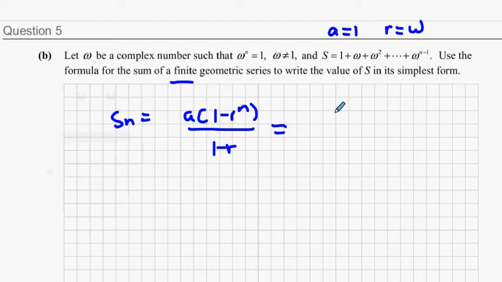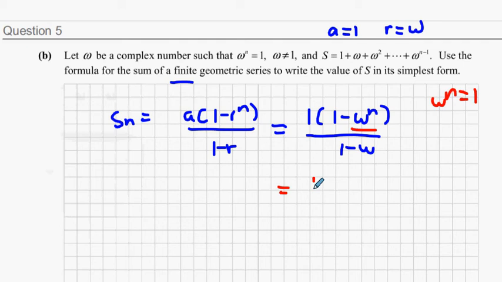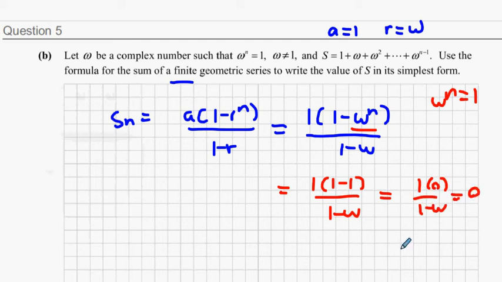So A is 1. That's 1 minus W to the power of n all over 1 minus W. However, W to the power of n equals 1. So that's 1 bracket 1 minus 1 all over 1 minus W. It's just 1 times 0 over 1 minus W equals 0. 0 over any number is 0. So that's question 5 done. Not as difficult as I was originally expecting.